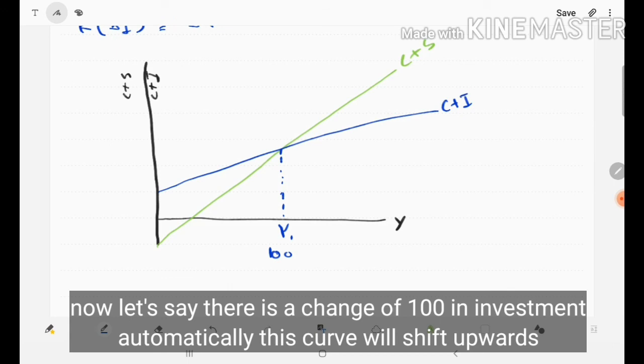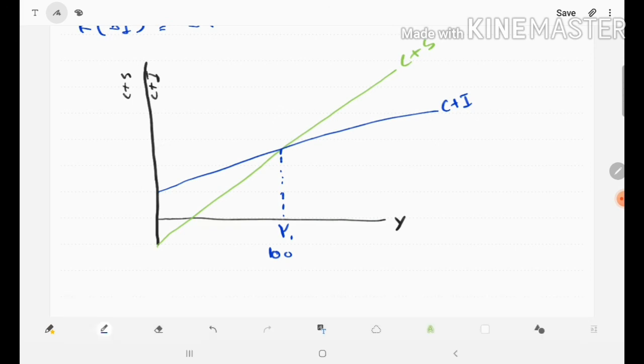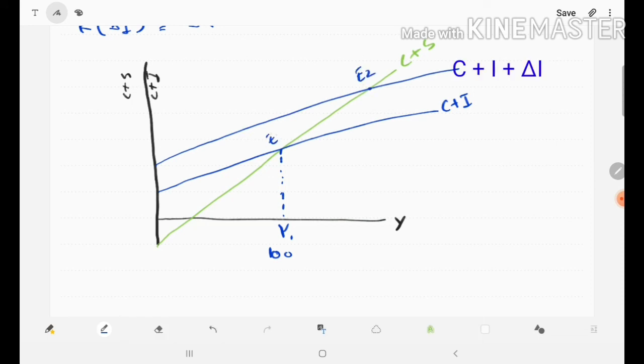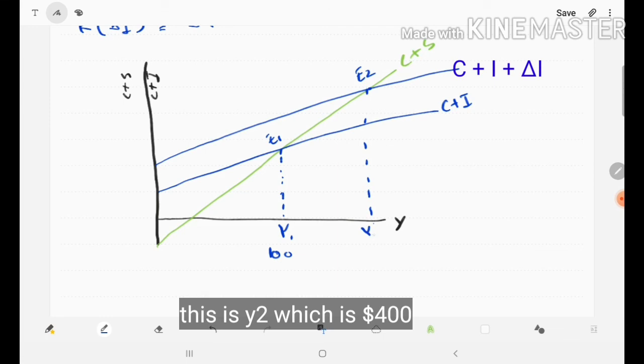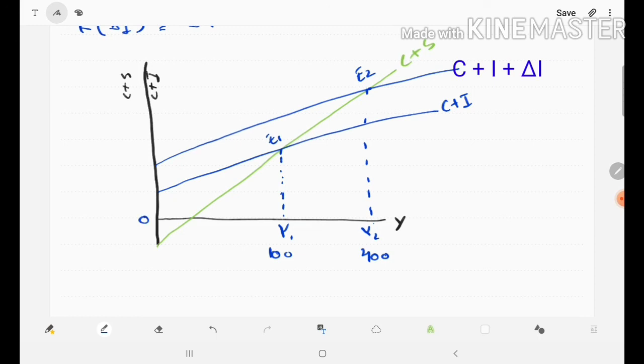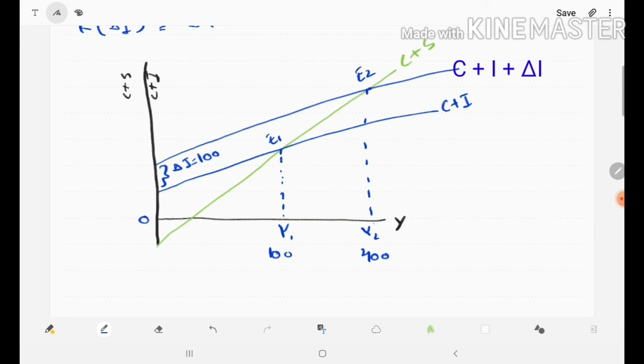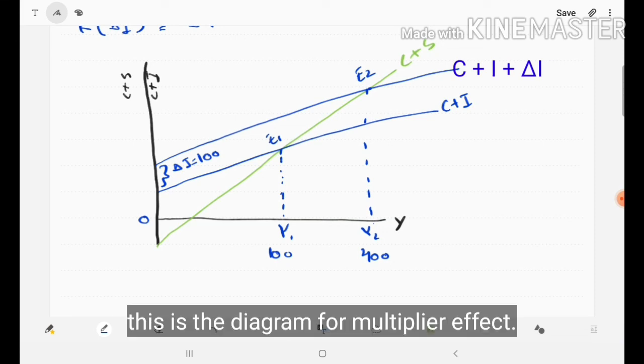Now let's say there was a change of 100 in the investment, so this curve will automatically shift upwards, and this will be our new equilibrium. This is our Y2, which is 400. The change in investment is 100. See, this is the diagram for the multiplier effect.